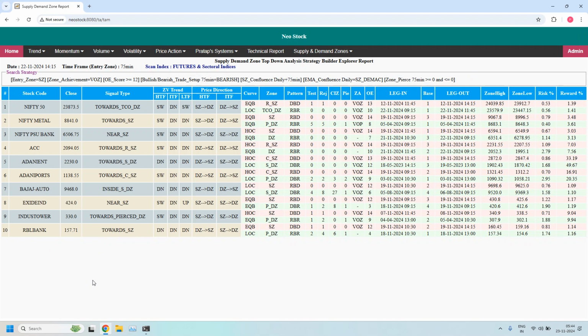In that, Nifty 50 is also there. Nifty 50 is also listed in stocks near high liquidity supply zone. It seems today TCO zone is also created. Check this, TCO is high priority or low priority at present. If any retracement tomorrow, there is a trade opportunity if it is a high priority zone. Okay, next.